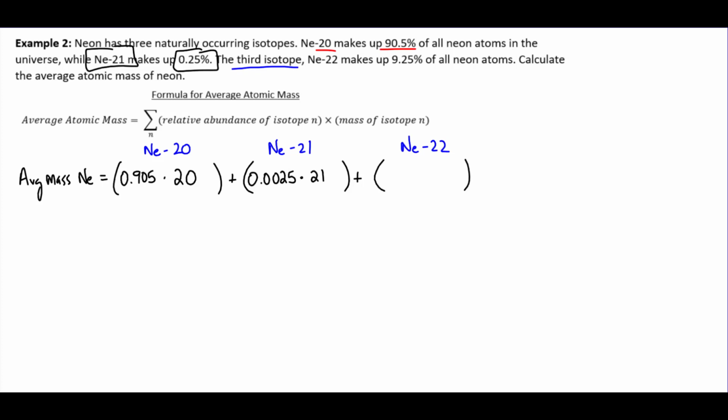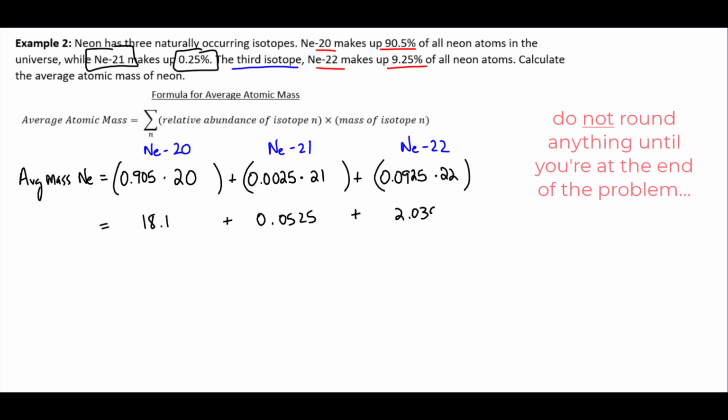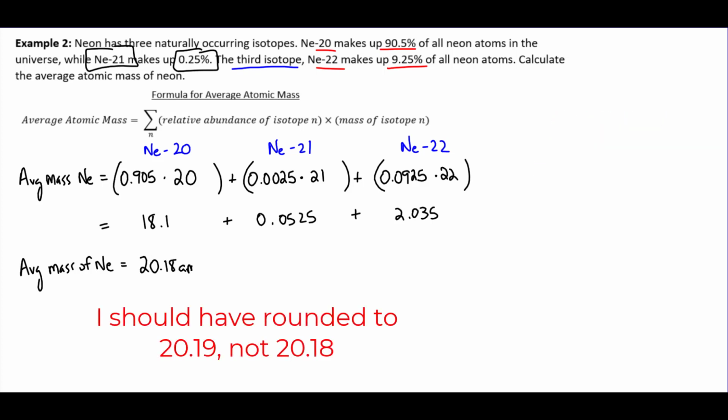And then finish up, neon-22 makes up 9.25%. So if I move that decimal, we got that right there, and then that's going to be times the mass. So going to the calculator, the first part works out to be 18.1. Then we add on 0.0525. That last part works out to be 2.035. So with that, the average mass of neon just works out to be 20.18 atomic mass units.